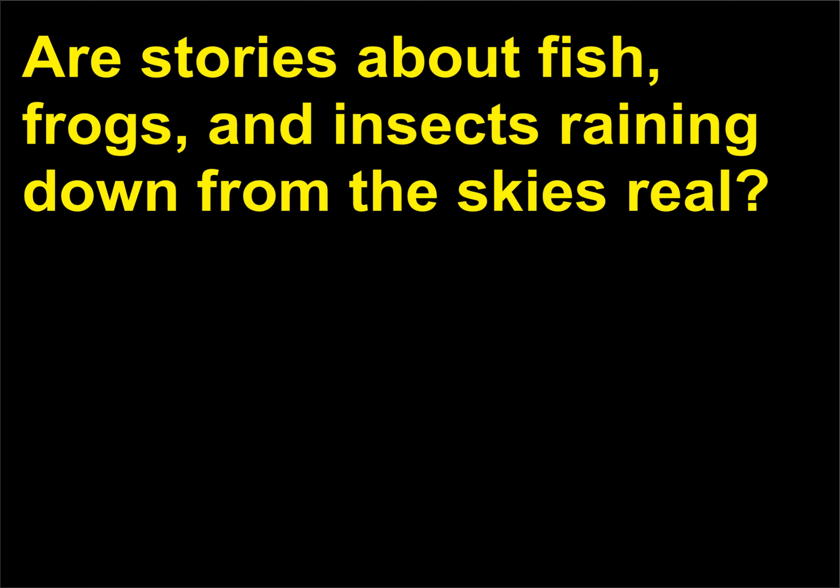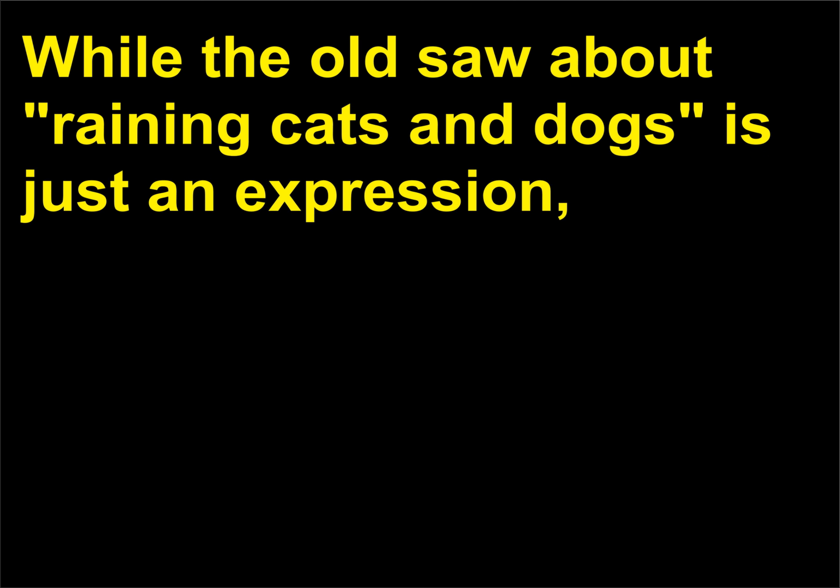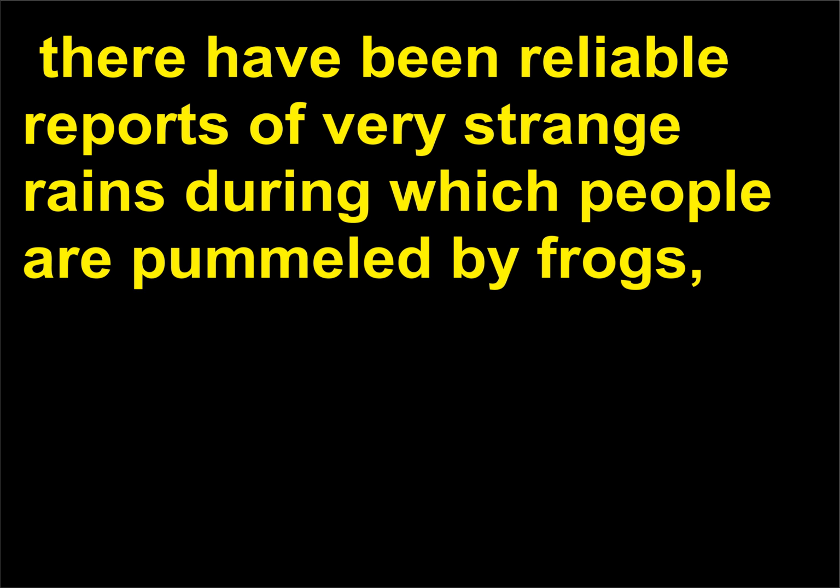Are stories about fish, frogs, and insects raining down from the skies real? While the old saw about raining cats and dogs is just an expression, there have been reliable reports of very strange rains during which people are pummeled by frogs, grasshoppers, fish, and other bizarre creatures.